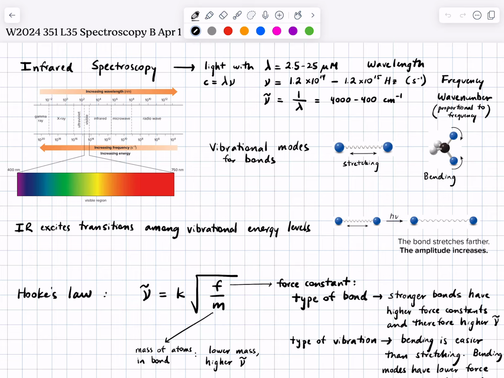We're just going to scratch the surface here. There's a ton more about infrared spectroscopy. If you want to learn more about that, P-Chem, physical chemistry, is a good place to start.